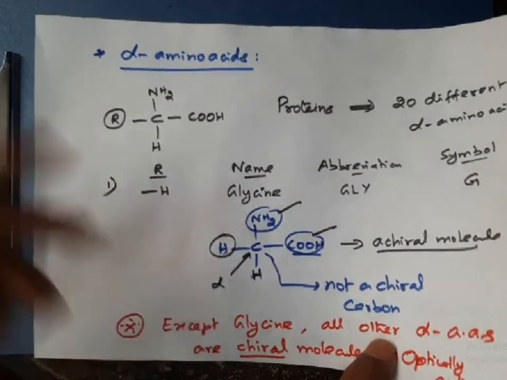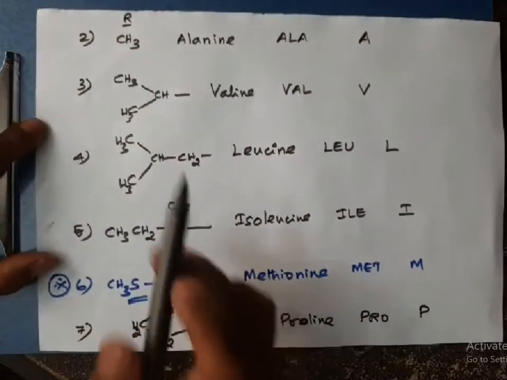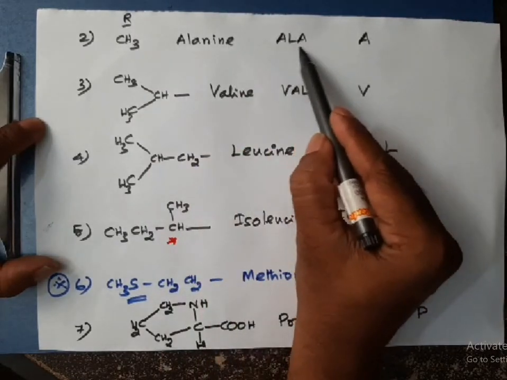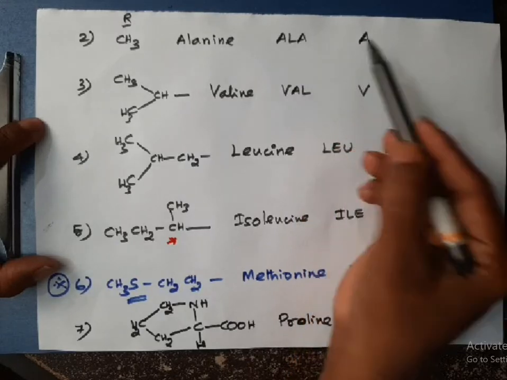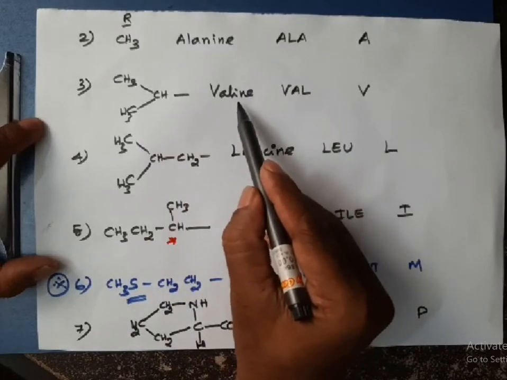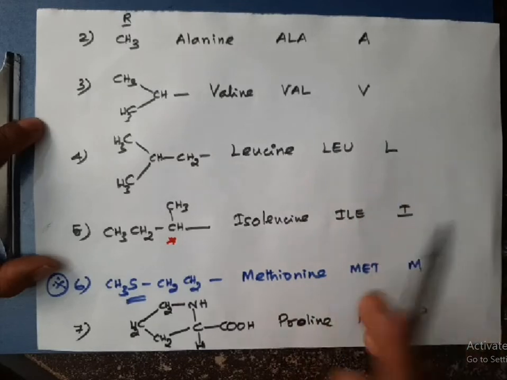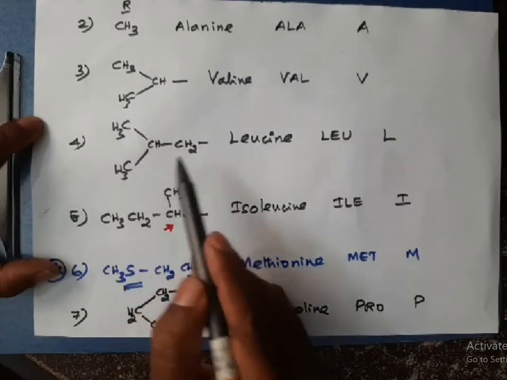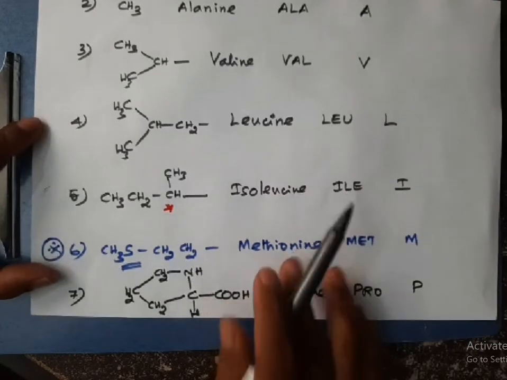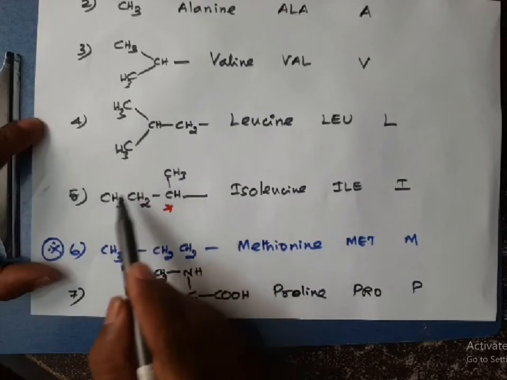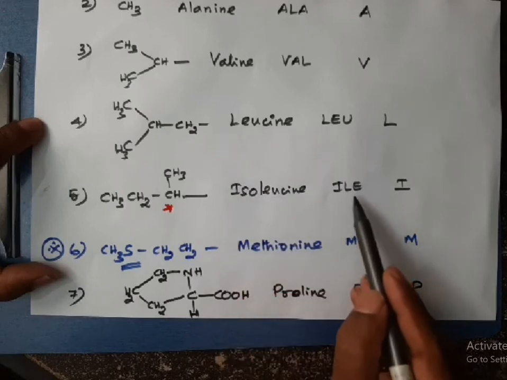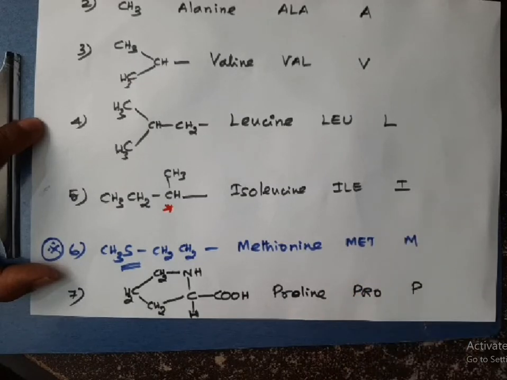Now in the place of R, if I put some other group, for example a methyl group, I get an amino acid called alanine. The abbreviation is ALA, and the symbol is A. If the R group is an isopropyl group, we get valine, abbreviation VAL, symbol V. If the R group is an isobutyl group, it is called leucine, LEU is the abbreviation, and the symbol is L. If the R group is a secondary butyl group, that amino acid is called isoleucine, abbreviation ILE, symbol I.